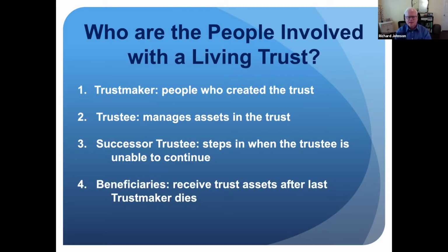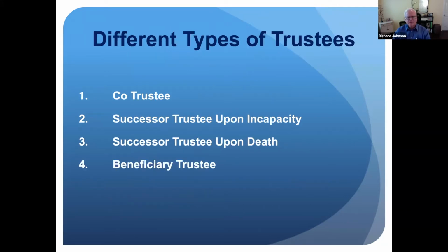Pretty simple. The trustee are the individuals who manage the assets in the trust. It can be one or more. The successor trustee steps in when the trustee is unable to continue. And then we have the beneficiaries who end up receiving the trust assets after the last trust maker dies.